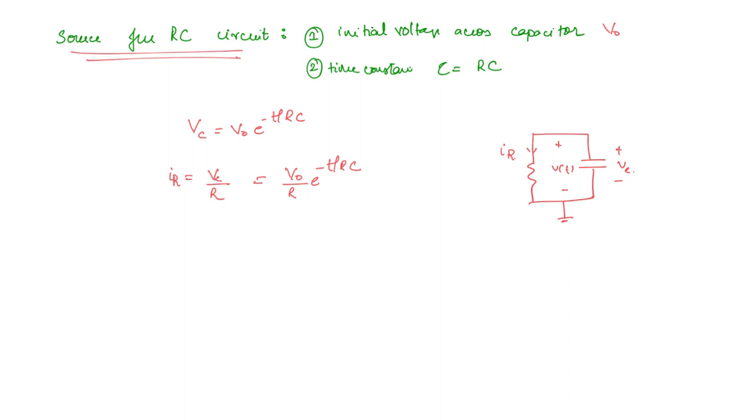So basically you can characterize the circuit once you know these two values. Next we will deal with the source free RL circuit.